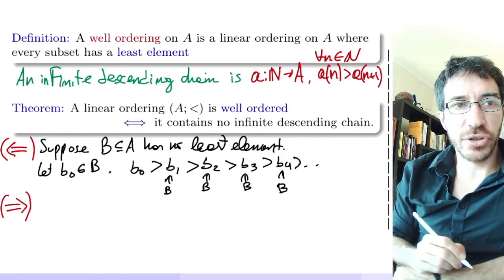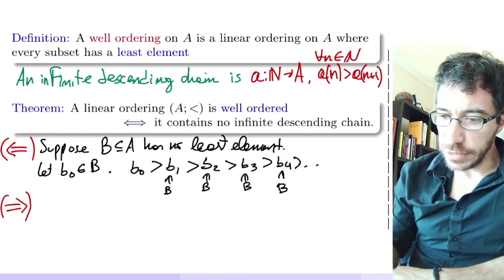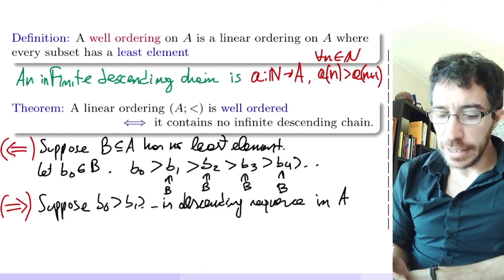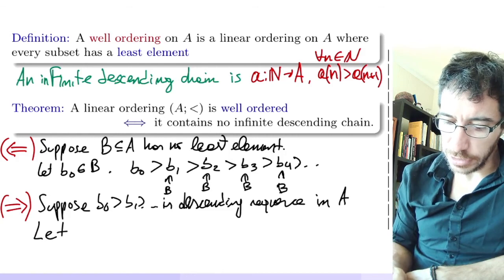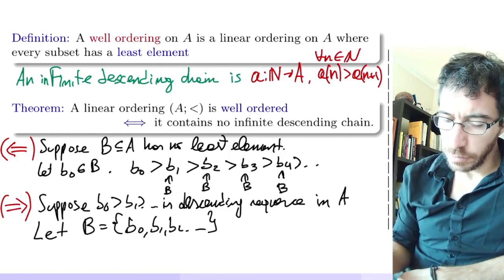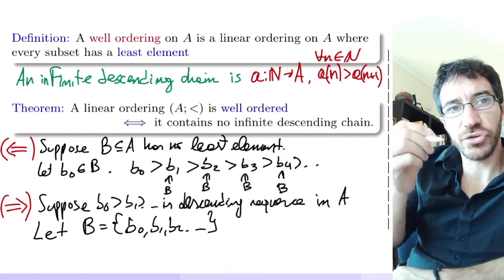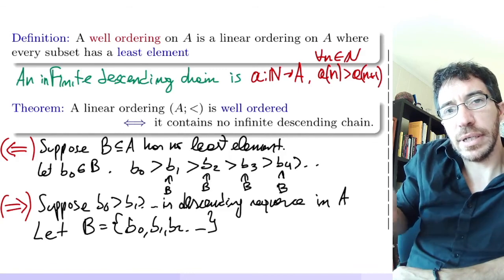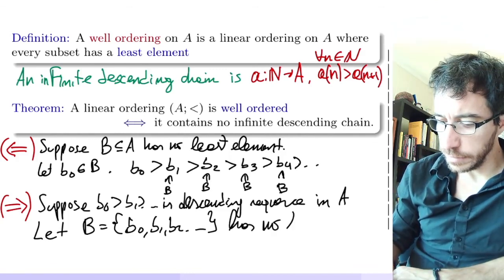For the other direction, suppose now that we have a descending sequence, and we want to show that there is a set with no least element. So what is that set? We just take all these guys, the set of all these elements. We put them all in a set. That set has no least element, right? Because each of these elements, Bn, has a smaller element, Bn plus 1, so there is no least element.